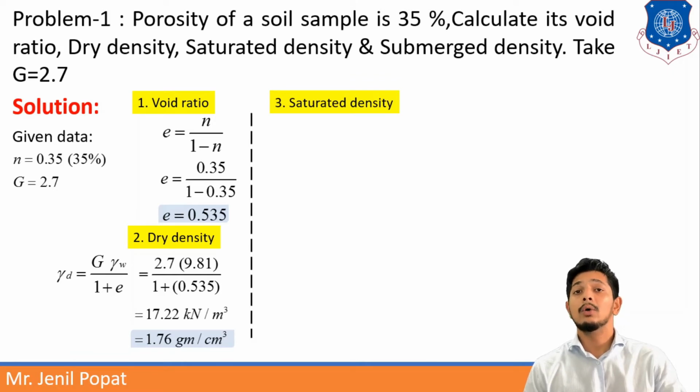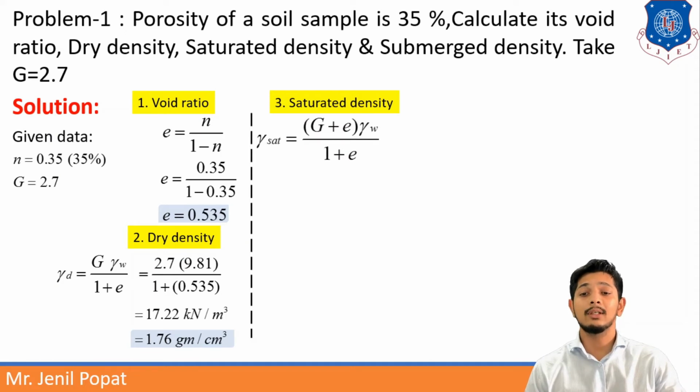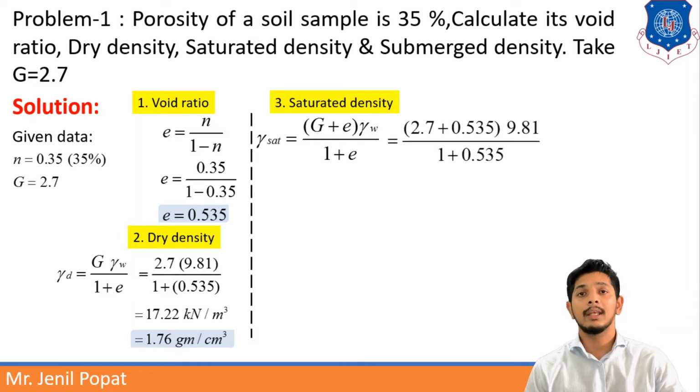Moving forward, saturated density. Now, whenever you are asked about saturated density, not saturated unit weight, you have to give the answer in gram per centimeter cube. If it is asked to find saturated unit weight, you have to find it in kilonewton per meter cube. So let us move further. We have the formula of gamma saturated, that is G plus e into gamma w upon 1 plus e. Here G and e are known, gamma w is already known, so we are putting all the values: 2.7 for G, e as 0.535 and gamma w as 9.81. I am getting the value as 2.105 gram per centimeter cube as saturated density.